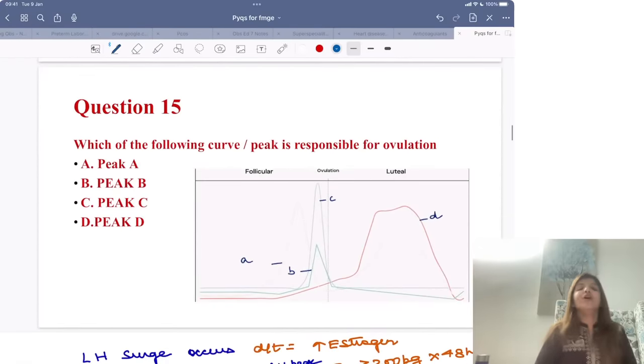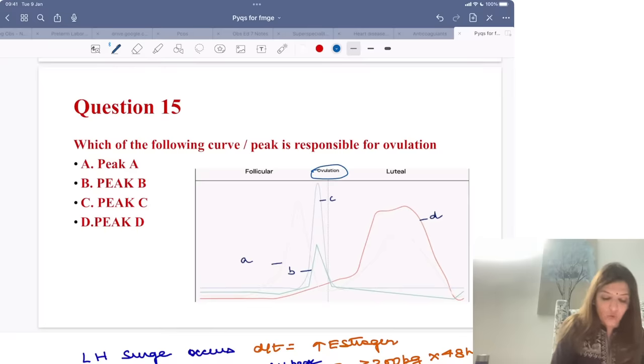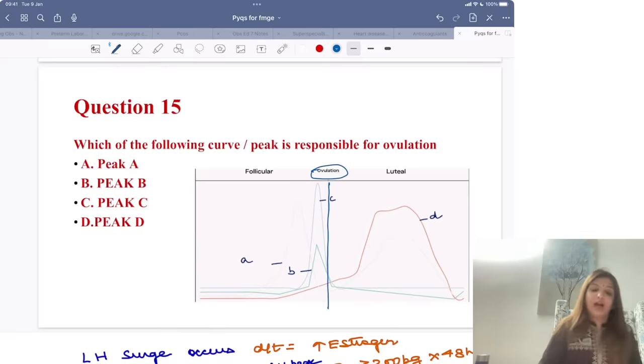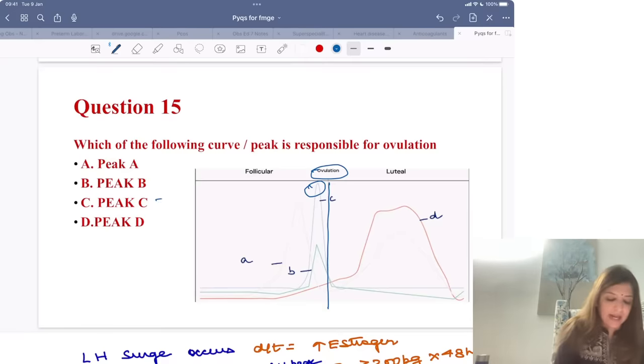Clear? Which of the following curve or peak is responsible for ovulation? Over here we are seeing this is ovulation, right? Now tell me, which peak do you think is responsible for ovulation? This peak over here is responsible for ovulation. That means peak C is responsible for ovulation. Which is the hormone which comes in peak C? It is LH.